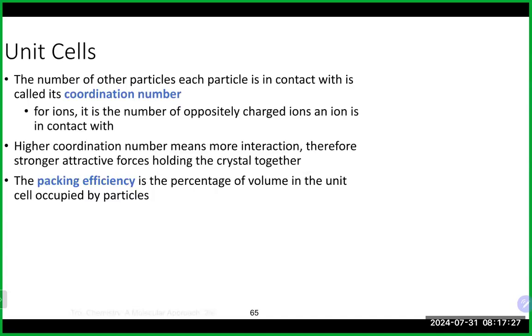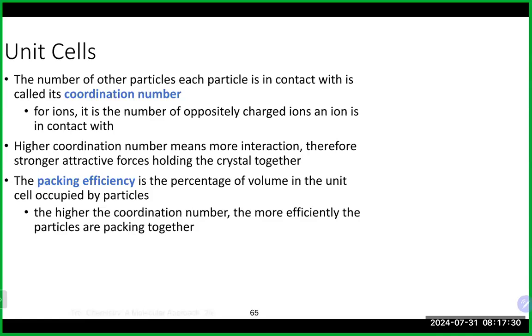Another relationship is what is referred to as the coordination number. The coordination number is the number of particles that are in contact with each other. For ions, it is the number of oppositely charged ions that are in contact with it. The higher the coordination number, the more interaction, and therefore the stronger the attractive force within the crystal lattice. Again, the only way that everybody can get in contact with each other is if they're attracted to each other pretty tightly and very close to one another in that solid structure.